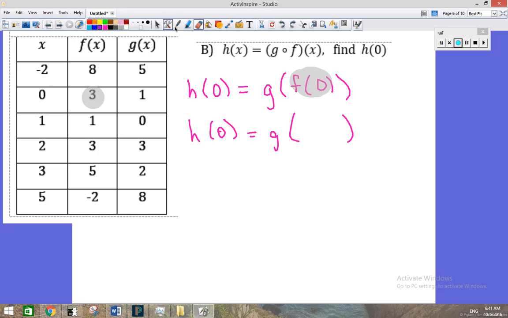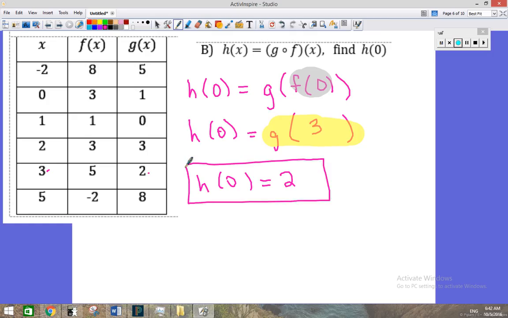So f at 0 I replace with 3. Now we need to replace this g evaluated at 3 with a number. We go into the table and we look for x is 3. So here it is. And we read off the output for g, which is 2. And that's our final answer for B.